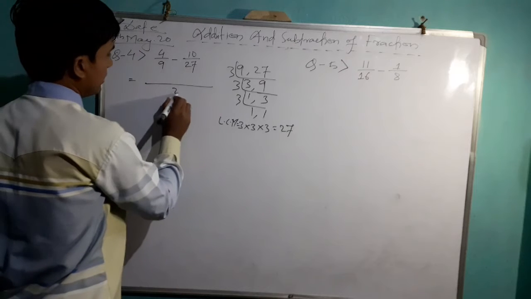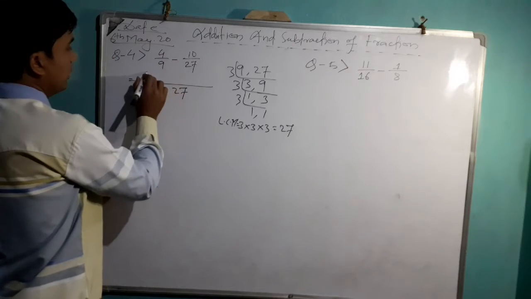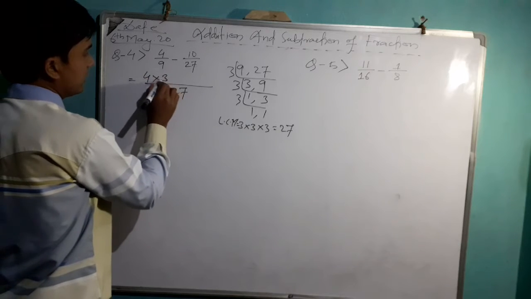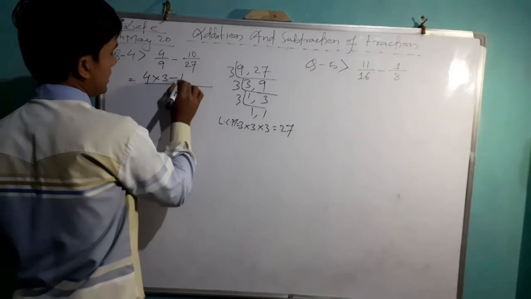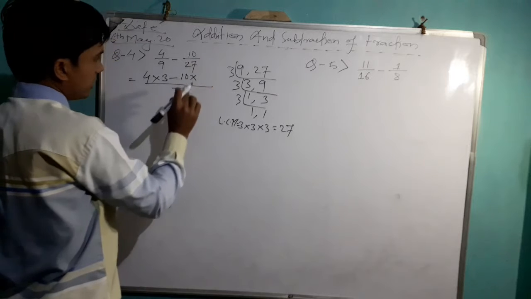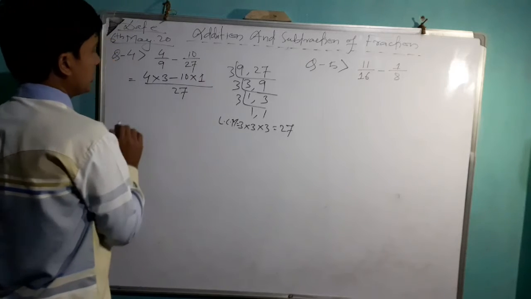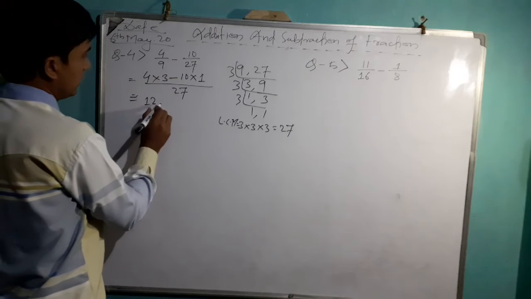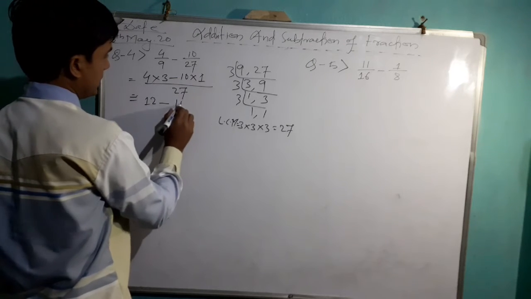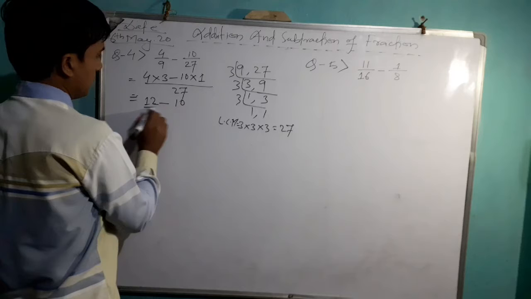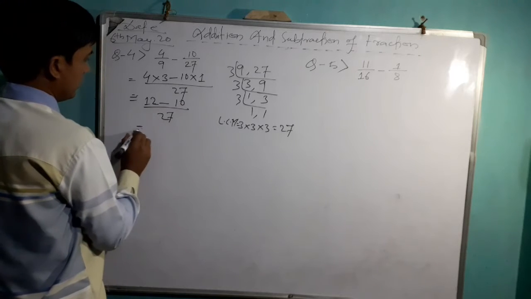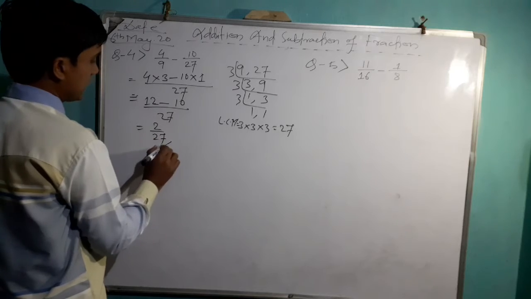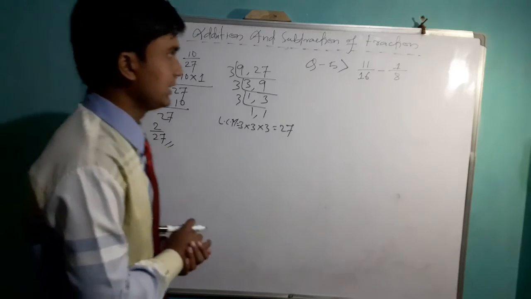So write right here 27. This 4 we write as numerator as it is into 9. How much are 27? 9 3s are 27, minus this 10 as it is into 27. How much are 27? 27 1s are 27. Now 4 3s are 12 minus 10 1s are 10 by 27. Now 12 minus 10 will get 2 by 27. Very simple. This way we can do it.